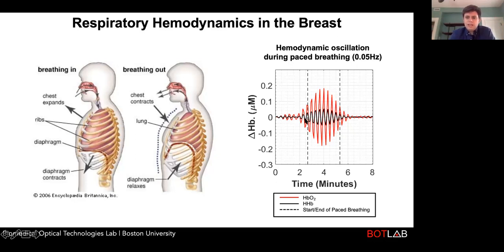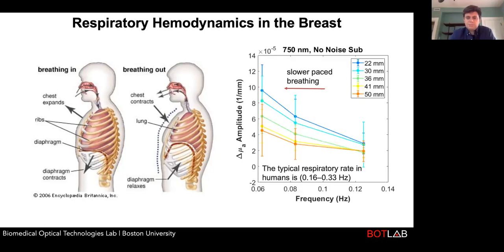And I'll just note that this breathing signal is quite a bit lower than the cardiac signal, by several times. So there are some major SNR issues we've had to overcome to get these signals. I'll also make note that as we slow down breathing, the amplitude of these oscillations tends to increase, which is quite interesting, and it's something we're currently studying.